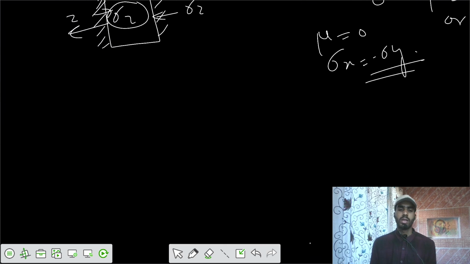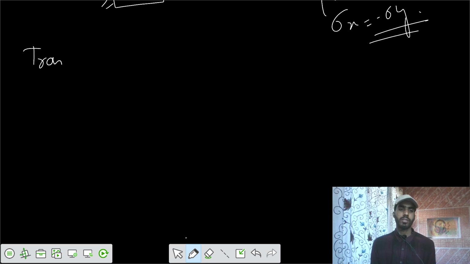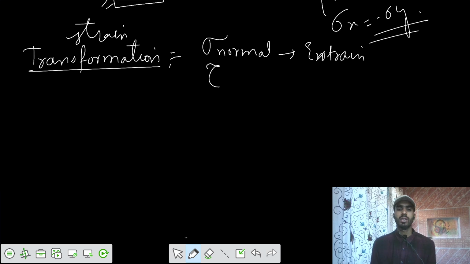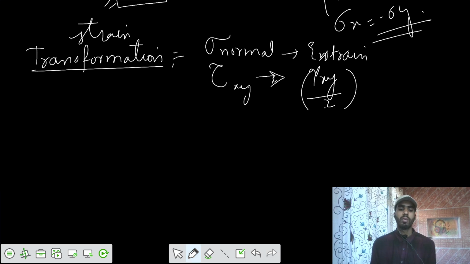Now let's transform those equations which we have in the stress transformation. On similar grounds, if we transform them, your normal stress changes to normal strain, and your shear stress changes to shear strain by 2. This is the reason for this one. We know that gamma xy is 2 times theta.